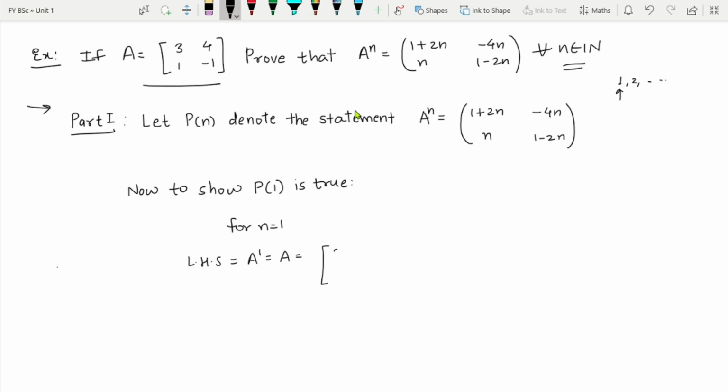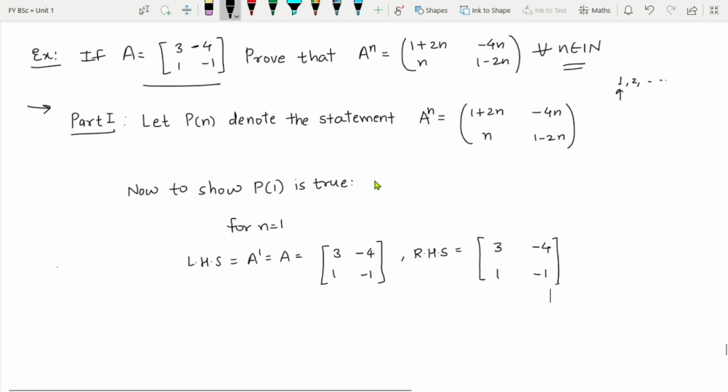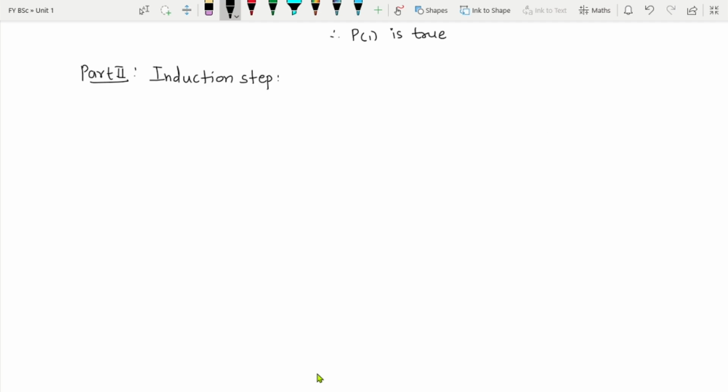What about your RHS for n is equal to 1? If you put n is equal to 1, you will get 1 plus 2, that is 3, minus 4, and here it is 1 and here it is minus 1. So I think it should be minus 4 over here. So therefore LHS is equal to RHS and therefore P of 1 is true. Now part 2, that is our induction step. I hope that you might have got the idea of first principle, every one of you, right?